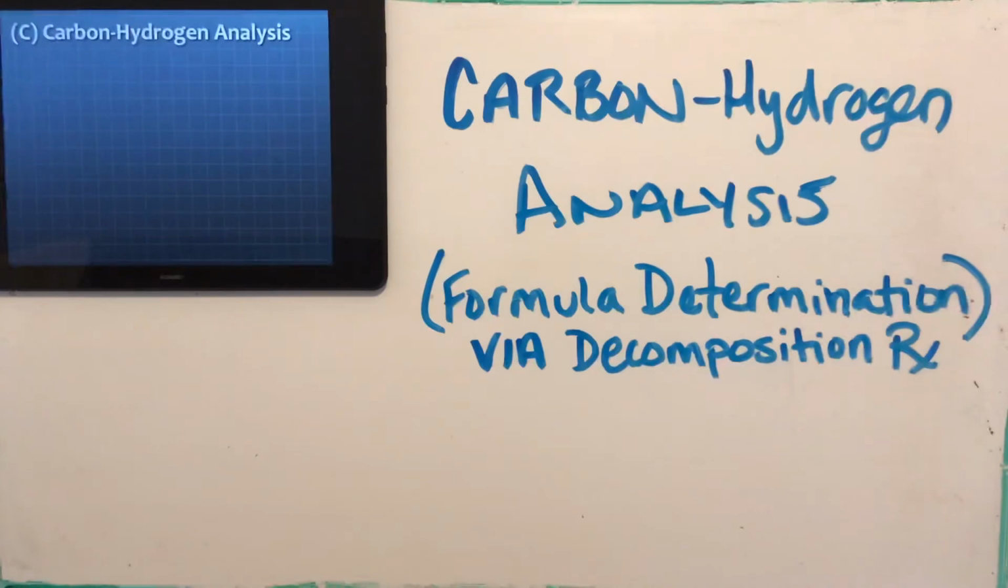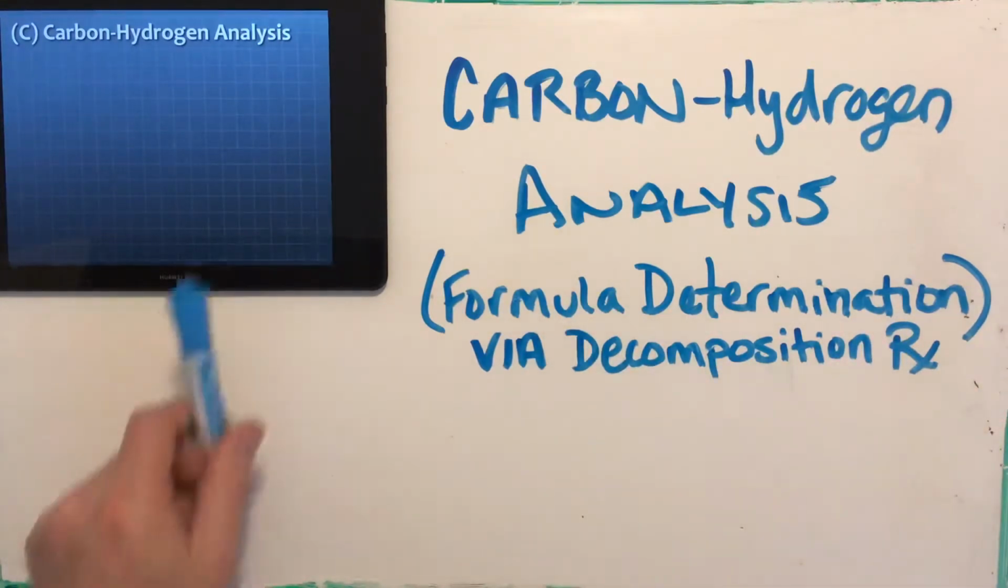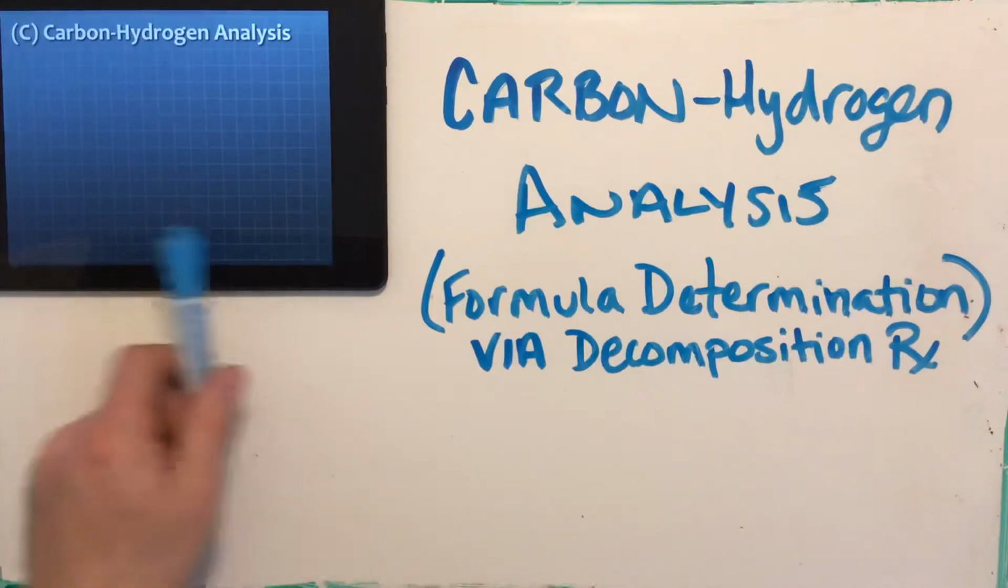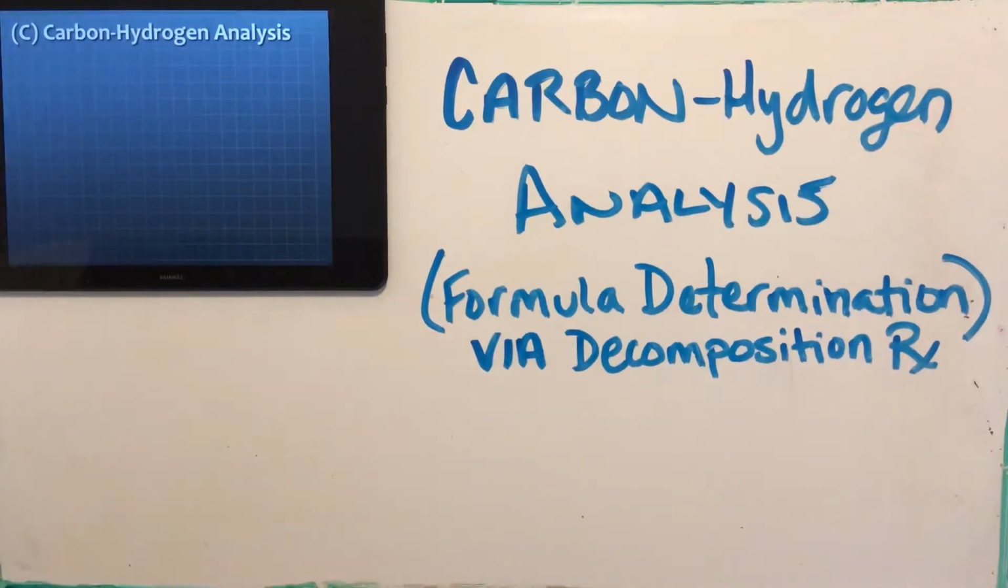Our next topic is carbon-hydrogen analysis, and this is the second part of the decomposition reactions being used for the purposes of formula determination. This lecture is a continuation of the previous lecture where we did hydrated salts and oxides and their decomposition, and we were able to determine the formula of the substance based on the components that it broke down into when it underwent a decomposition reaction. So today we're doing carbon-hydrogen analysis.